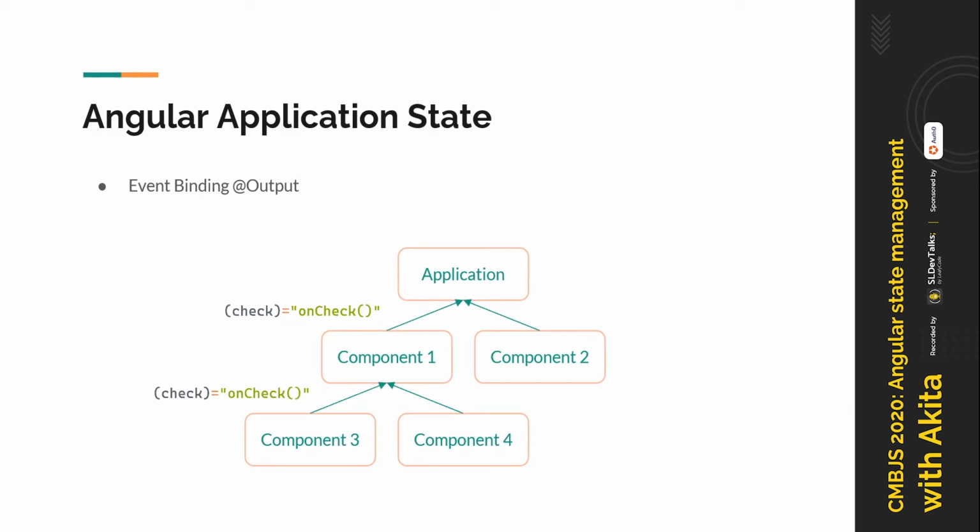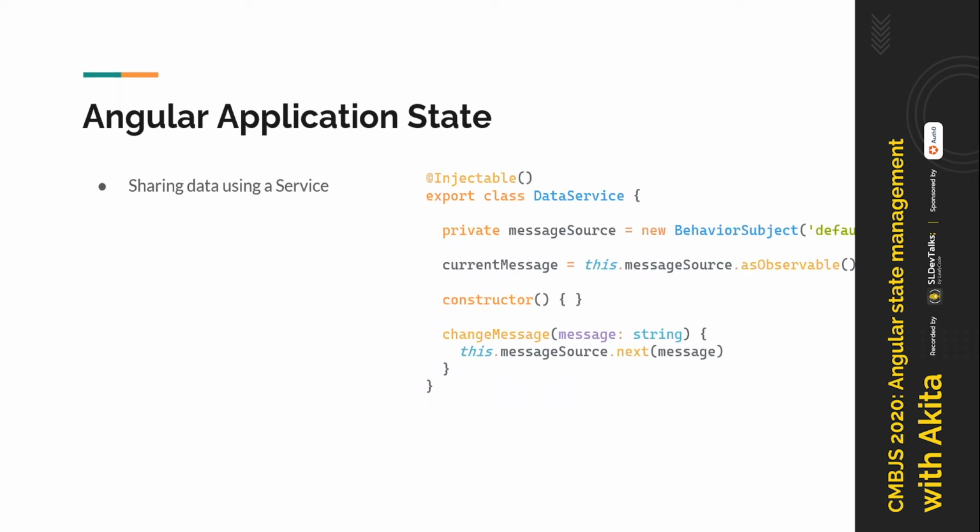We are passing the values down to the child components. And if we want to pass data from a child component to a parent component, we can use event binding, which is @Output. In a child component, you can have a method called onCheck, and using an event emitter in component 1, you can get that method once it is triggered. So in parent-child component scenarios, we can use @Input and @Output. But what if the components are not related? In that case, we can use a service.